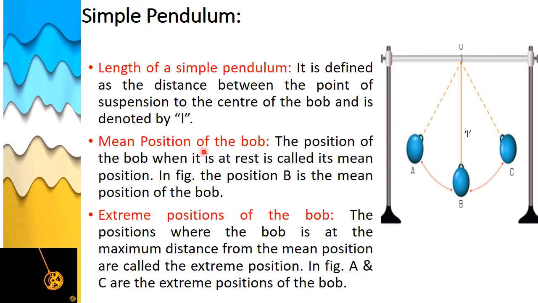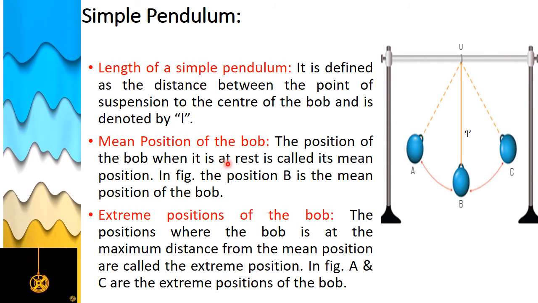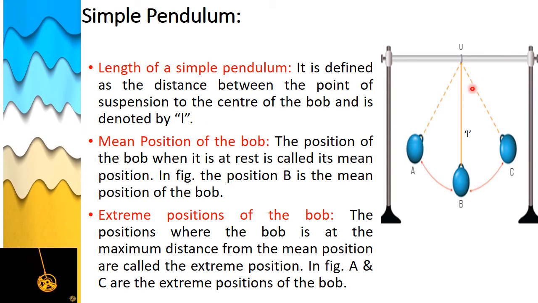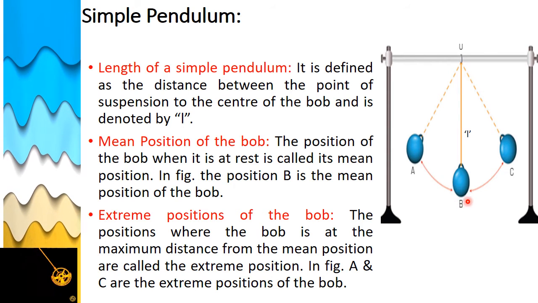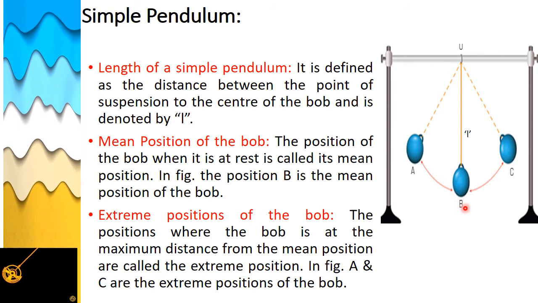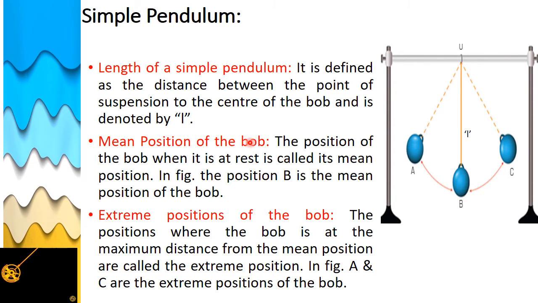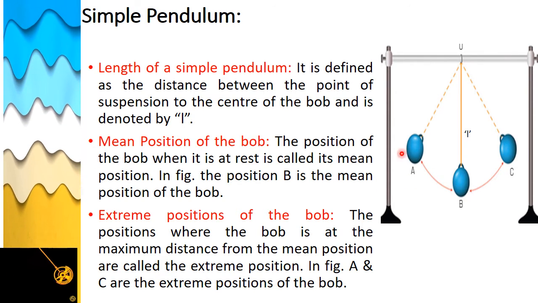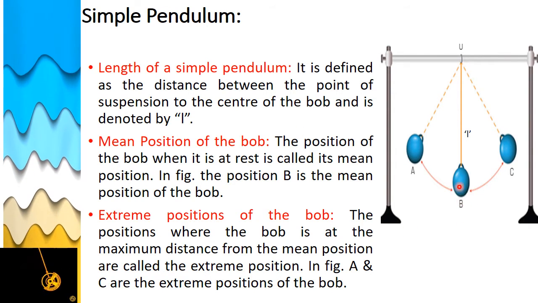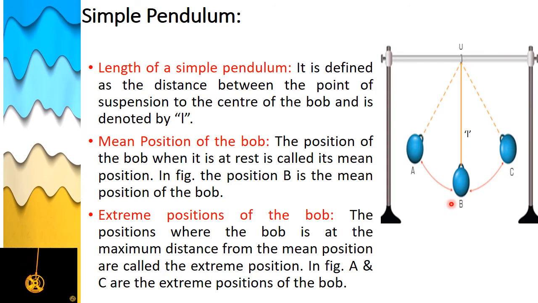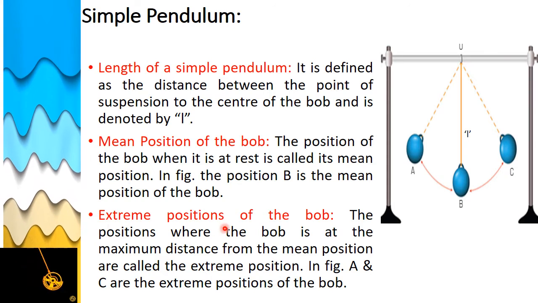simple pendulum. The next one is mean position of the bob. The position of the bob when it is at rest. So when it is suspended, the bob is at position B, and this position B is called the mean position of the bob. Just remember that it is the position of the bob when it is at rest. So at B, the bob is at rest, and that is known as the mean position of the bob.